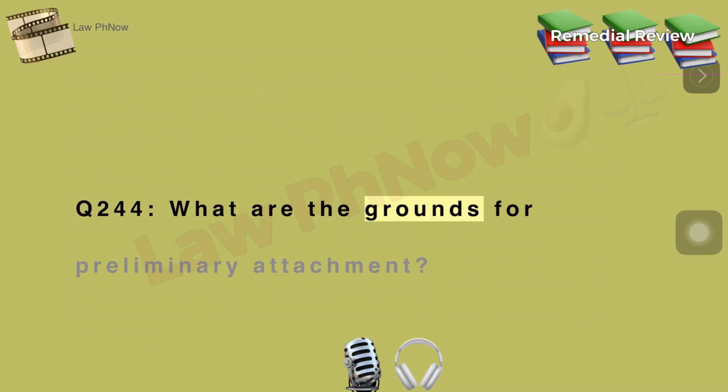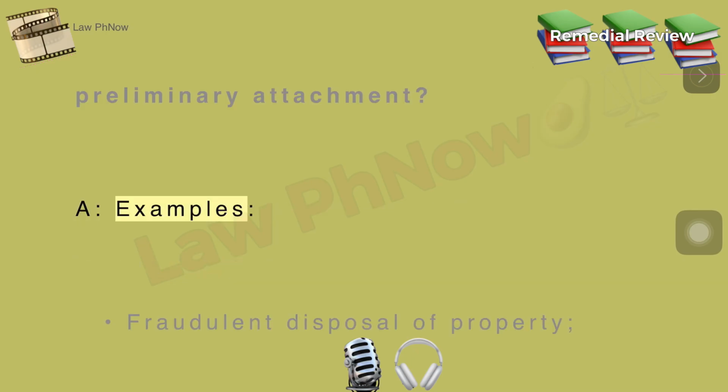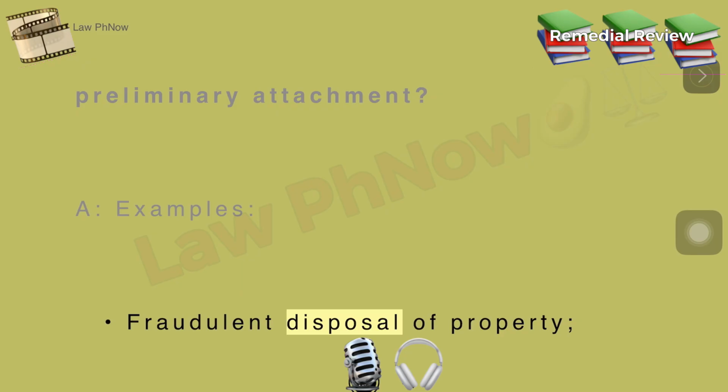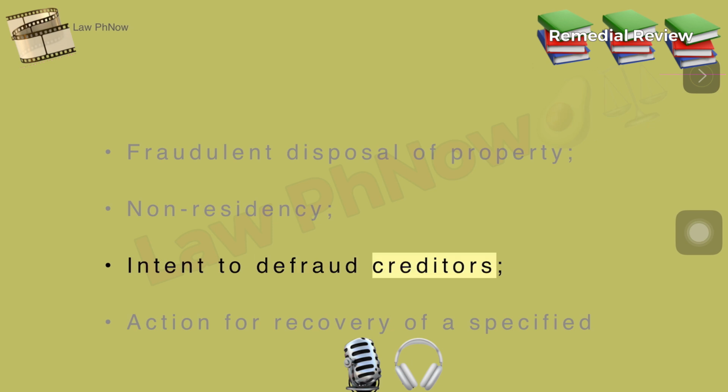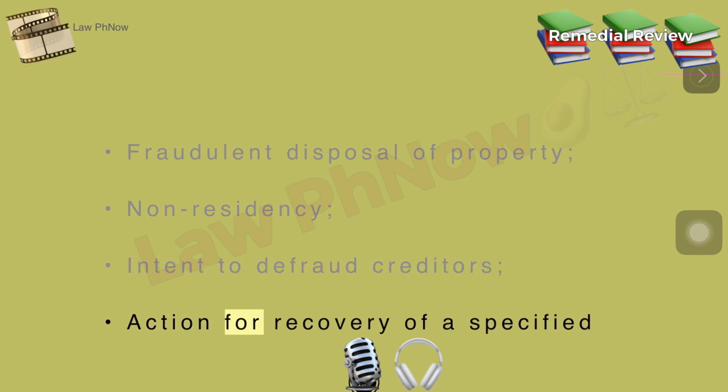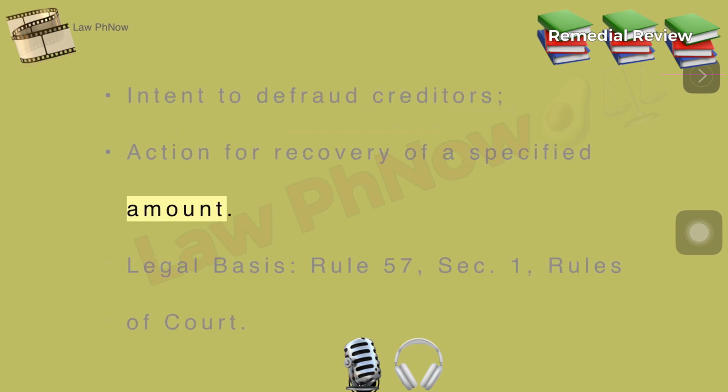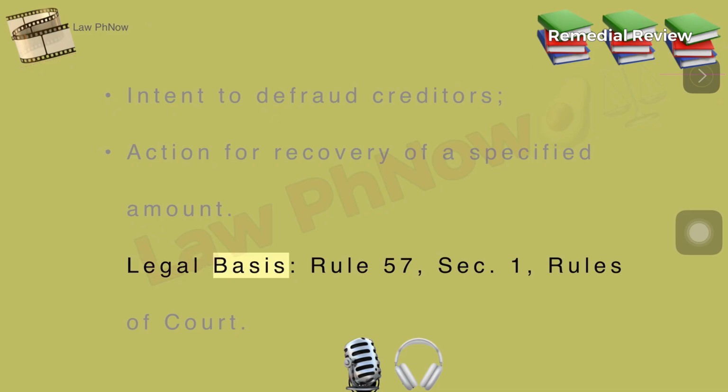Q244. What are the grounds for preliminary attachment? A. Examples: Fraudulent disposal of property. Non-residency. Intent to defraud creditors. Action for recovery of a specified amount. Legal basis, Rule 57, Section 1, Rules of Court.